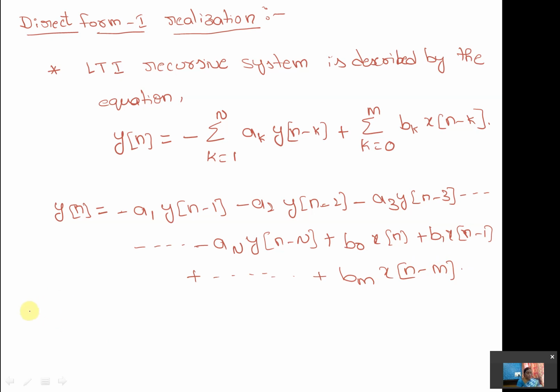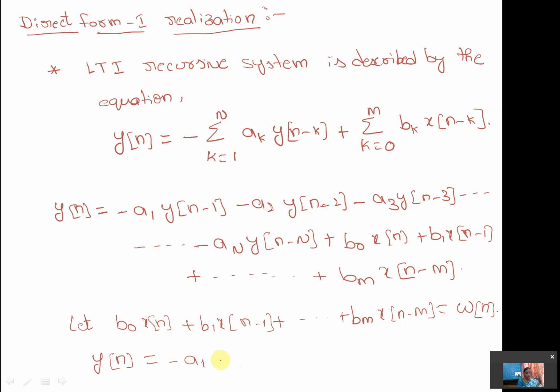Okay, so now consider or assume b0 x of n plus b1 x of n minus 1 and so on, bM x of n minus M, as one new signal, a dummy signal w of n. Then y of n is nothing but minus a1 y of n minus 1 minus a2 y of n minus 2 and so on, minus aN y of n minus N plus w of n. In this way you may write the y of n equation.